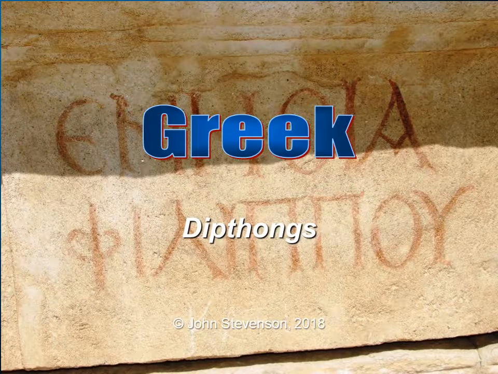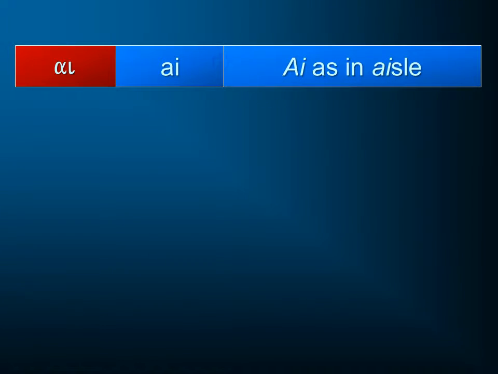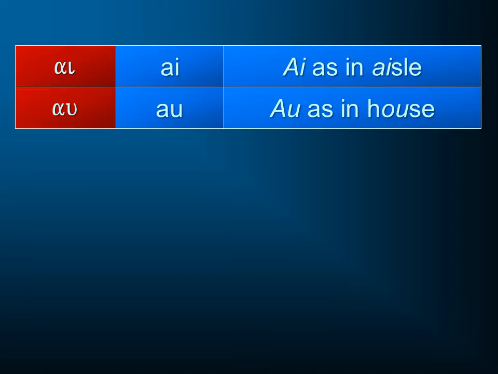Hi, we're going to look at diphthongs. What a word to look at. A diphthong is two letters that are put together, but they have one sound. For example, an alpha and an iota, when we put them together, have the sound I, like an aisle. In fact, we have diphthongs in English too. Aisle would be an example of that, the AI.